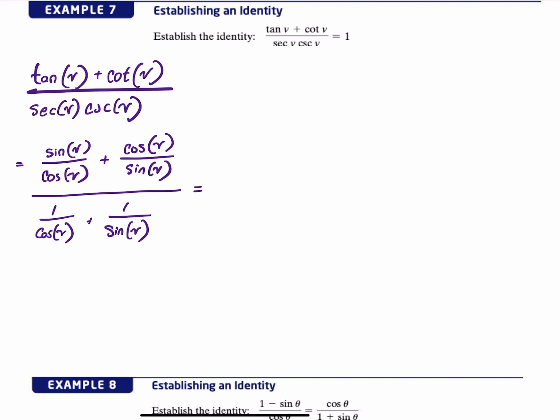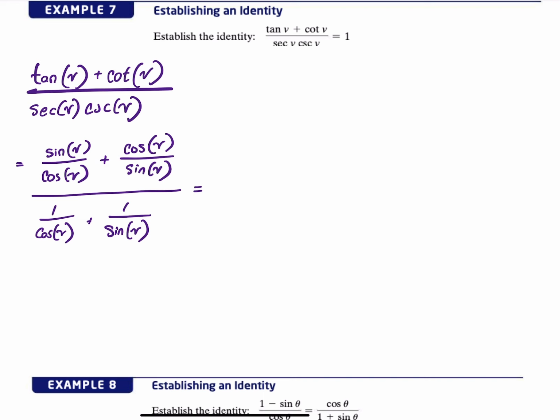In the numerator, we need a common denominator. Let's combine those two fractions. I would want to multiply the first fraction by sine over sine, and then the second fraction I want to multiply by cosine over cosine. That will give us a common denominator.